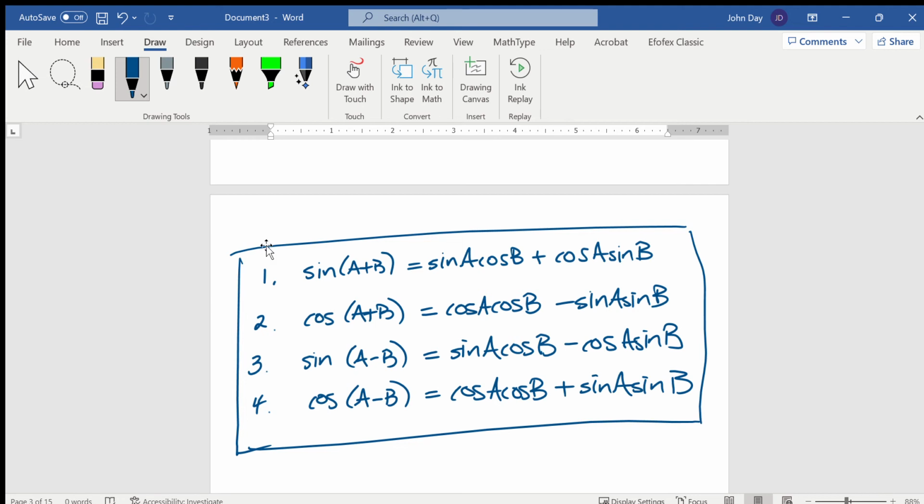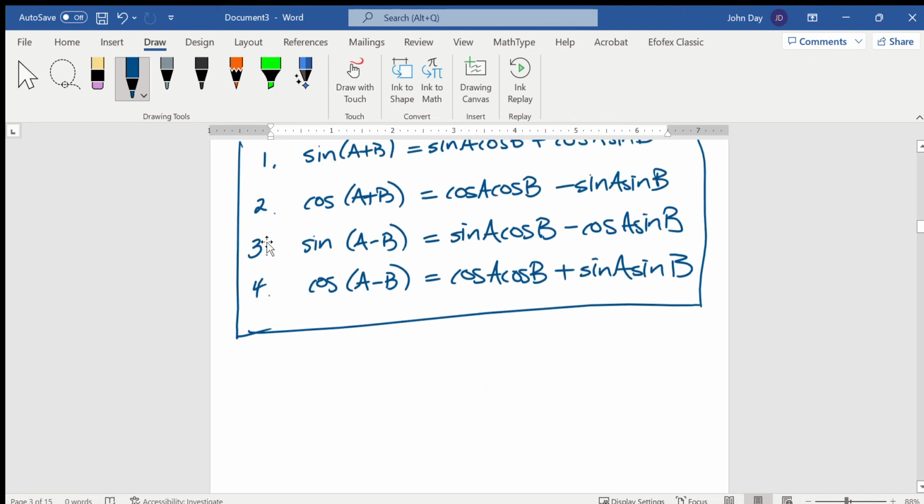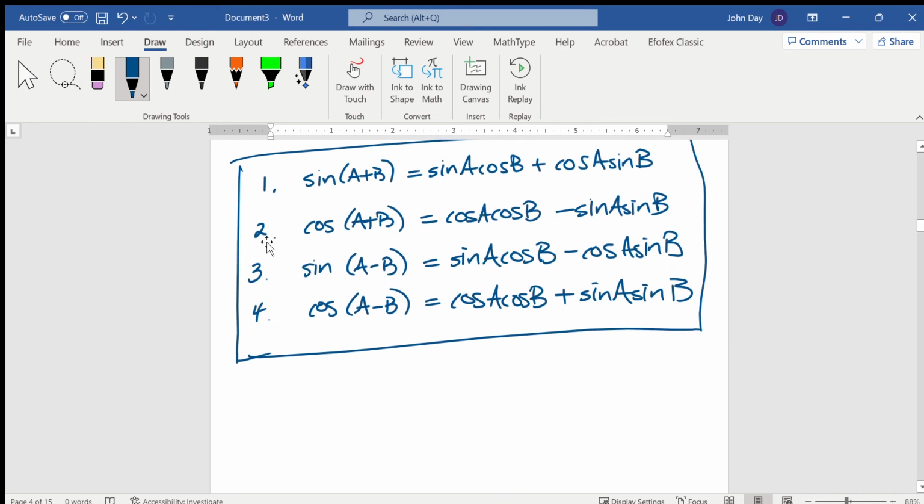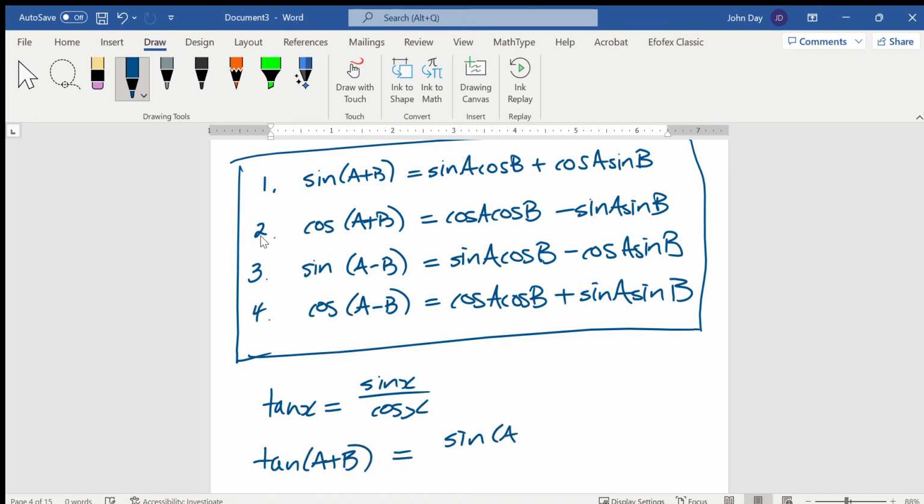But poor old tan is crying out, that's not fair. What about me? What about tan? What about tan of a plus b? What about tan of a minus b? Well, we have a rule that tan of x is sine x on cos of x. So I guess tan of a plus b could be worked out by doing sine of a plus b on cos of a plus b, couldn't it?